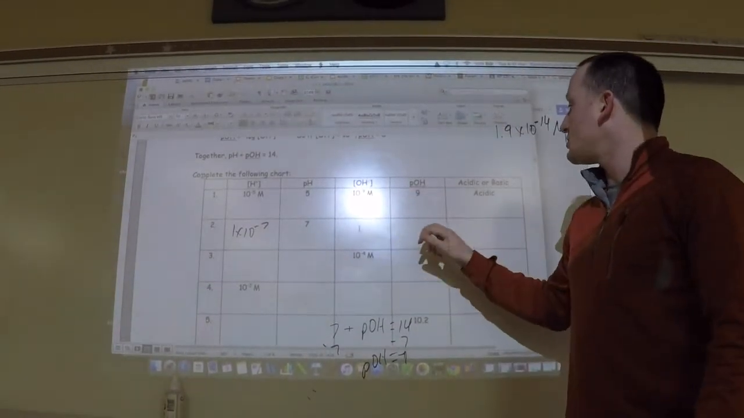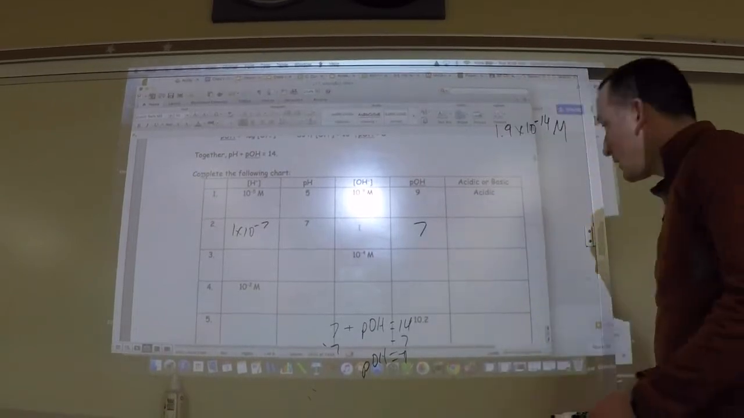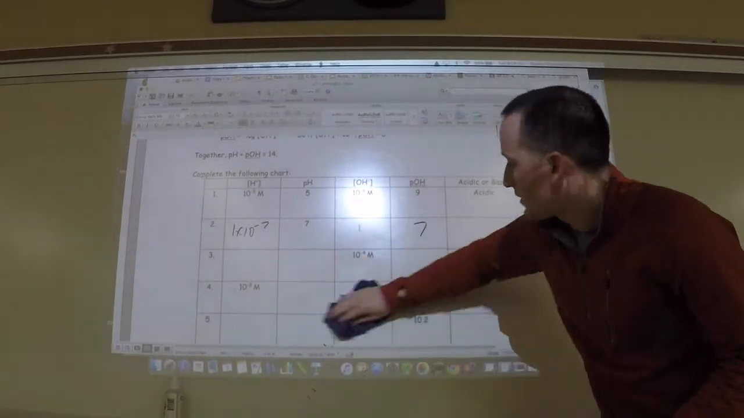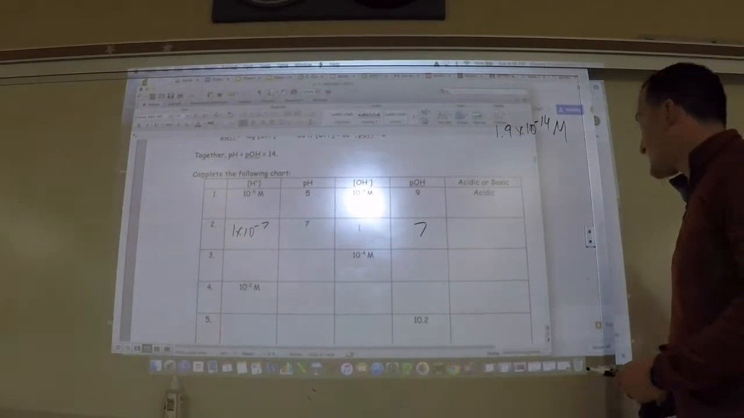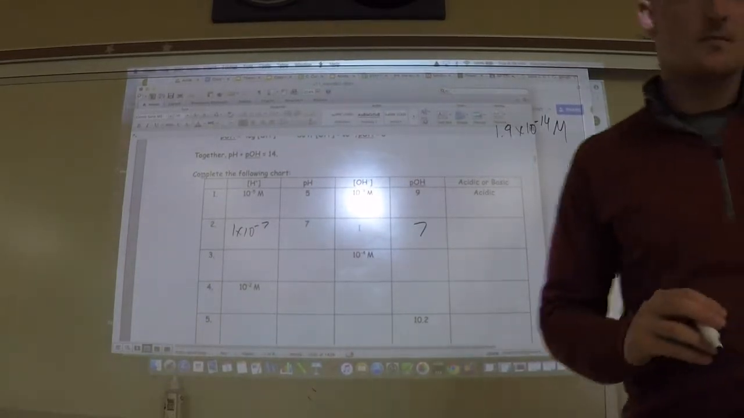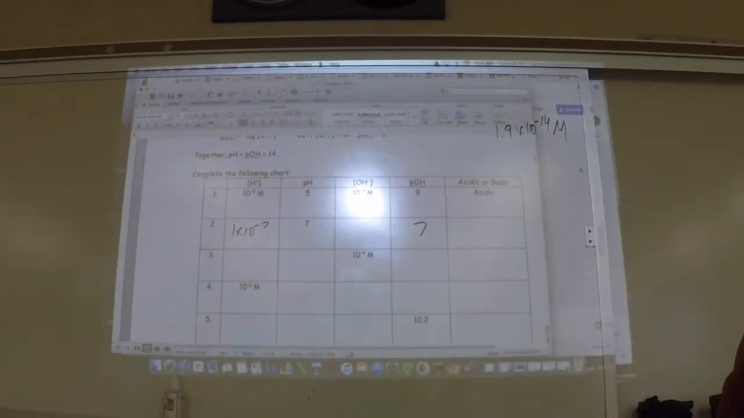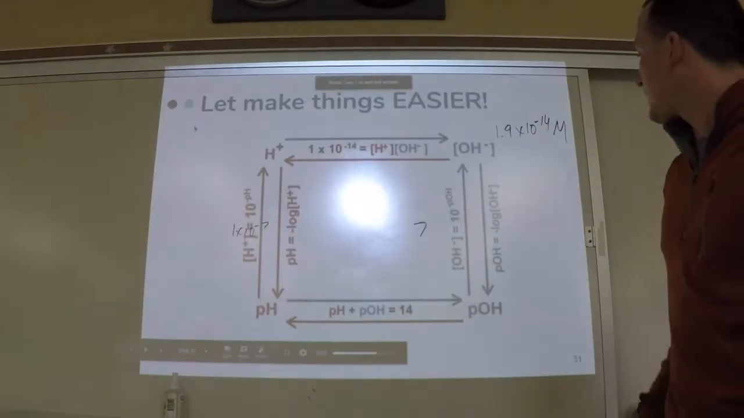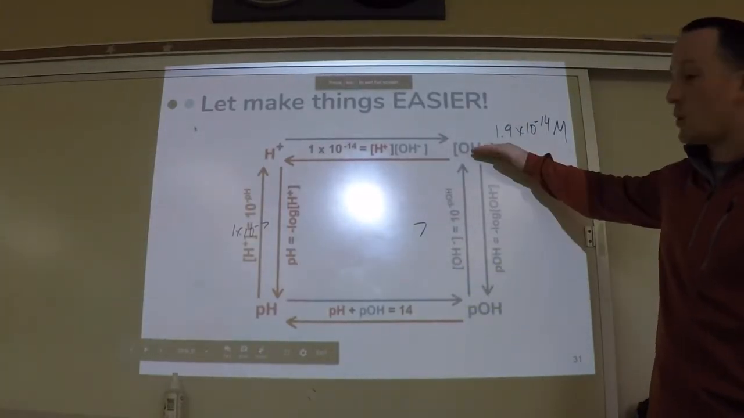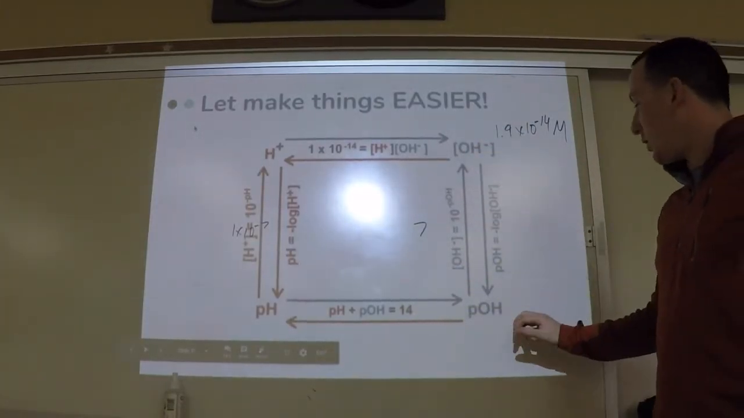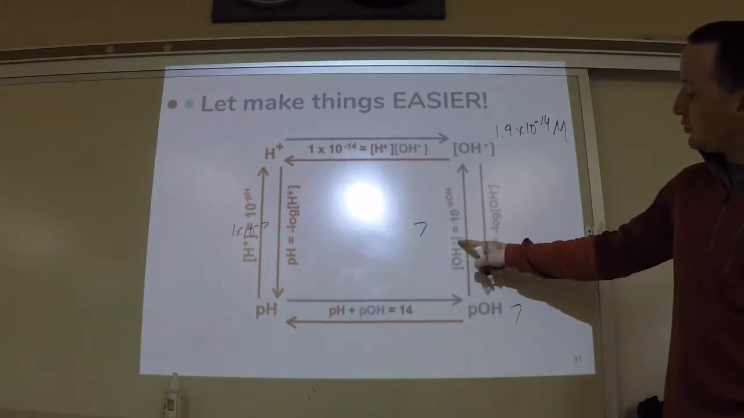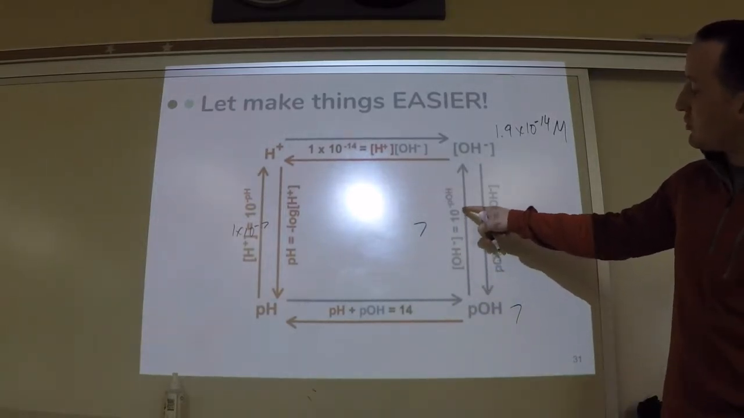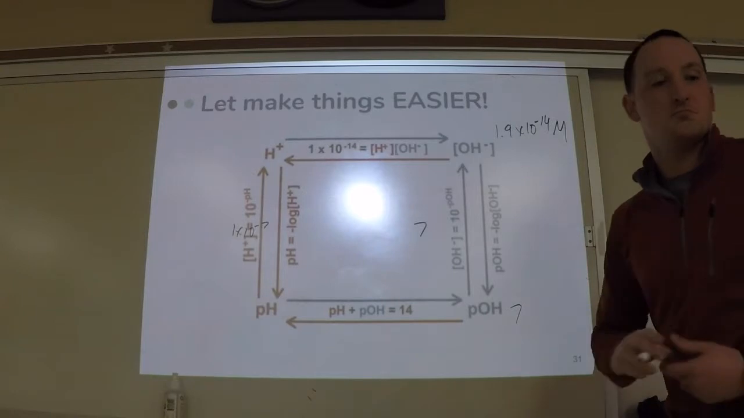And my pOH is also 7. Then I'm going to find my OH minus concentration. In order to find my OH minus concentration, I need to go from pOH to OH minus. Well, my pOH was 7. So to get my OH minus concentration, I'm going to do 10 to the negative pOH.